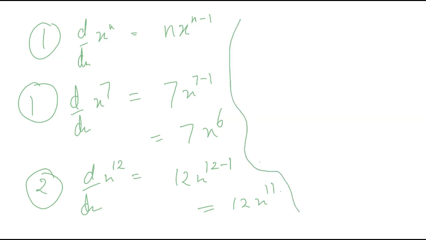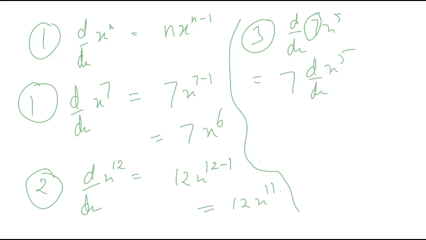For example, if I have a question like d by dx of 7x raised to power 5, how will you do this? In this particular question, the 7 is a constant number, it will come outside, and you have to differentiate d by dx of x power 5. It will give you 7 times 5x raised to power 4. Okay? These are the basic methods.